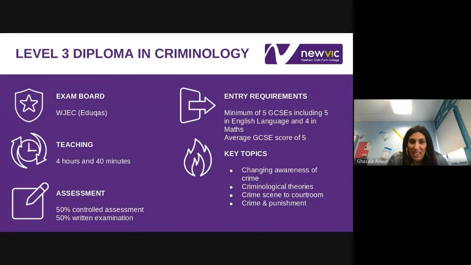5 GCSEs, guys, at minimum, including 5 in English language and a 4 in maths, and an average GCSE score of 5. Just to introduce you to some of the topics, what do we look at on this course? We look at how we can change awareness of crime.